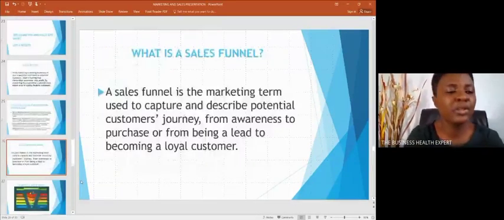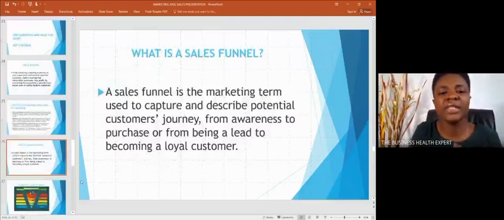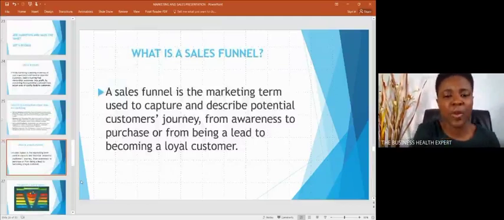Now, this brings me to the next point. What is a sales funnel? A sales funnel is the marketing term used to capture and describe the potential customer journey from awareness to purchase.